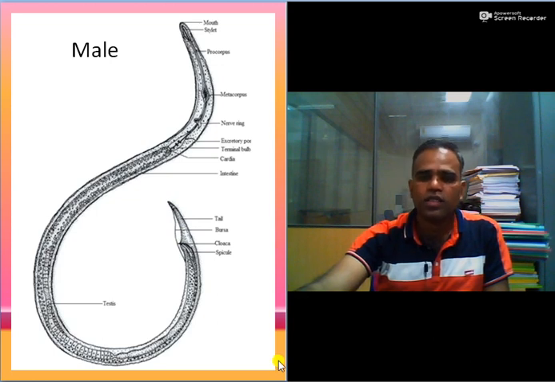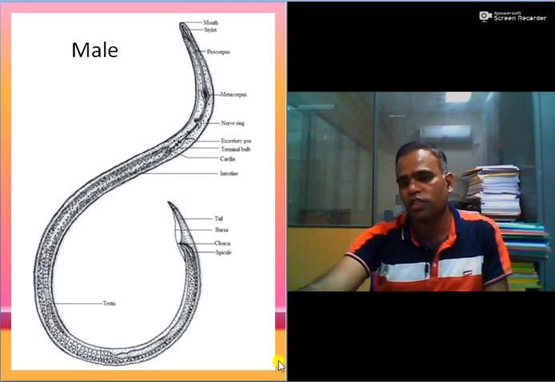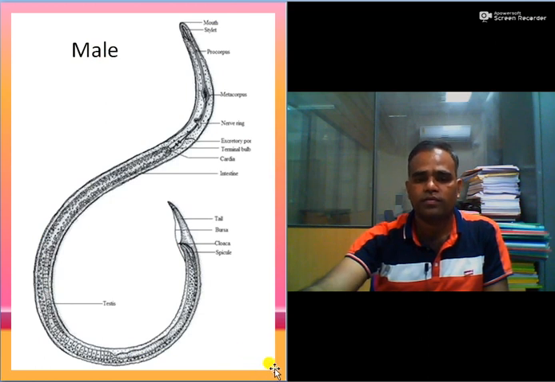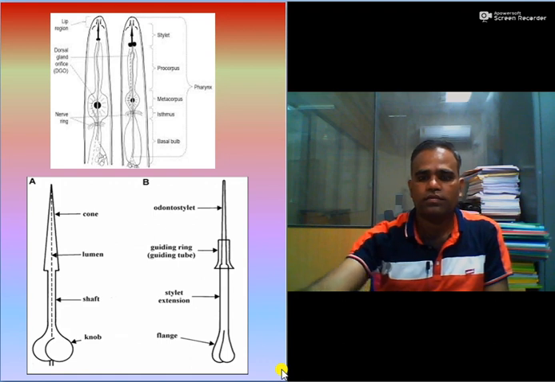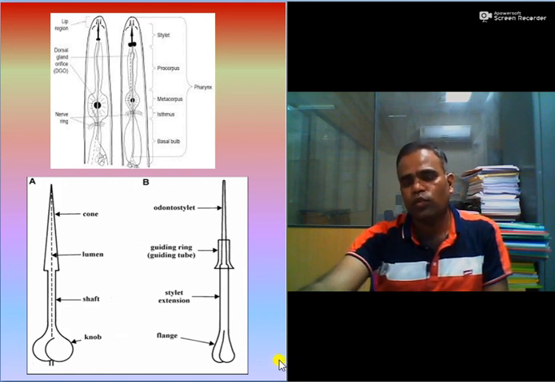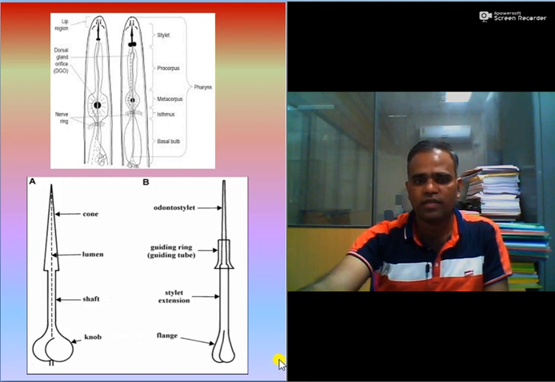So dear students, in your exam one may ask questions to list different parts or organs in the male nematode and describe them, or they may ask to draw a well sketched diagram of male nematode. So you must keep in mind this figure, as it contains all the parts of male nematode. Then once again we will see each and every part in detail.